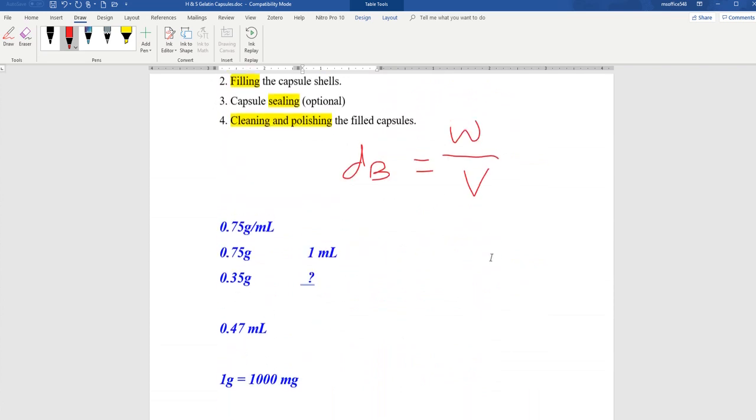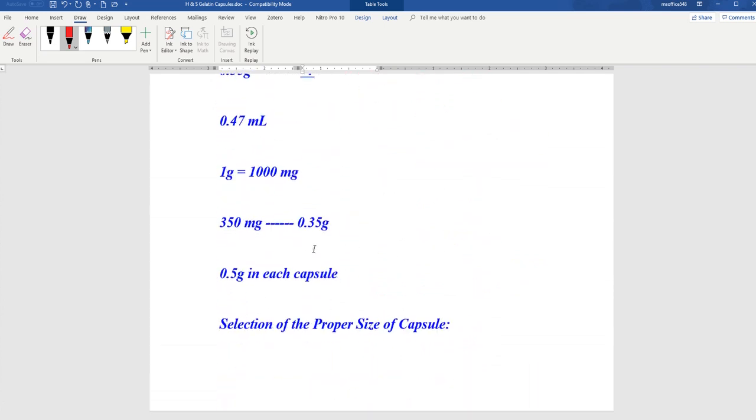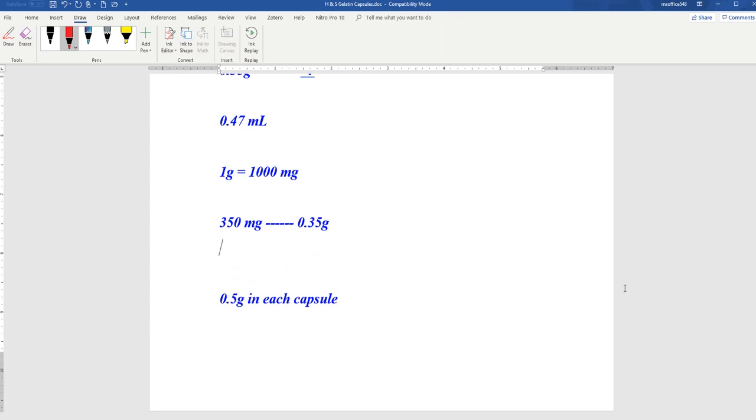Okay, the other way, if you just want to memorize, is to divide the weight of the formulation by the bulk density. This is directly. So we have 0.35, the weight of the formulation that I need to fill, divided by 0.75, and then you will get the answer, 0.47 ml directly. Okay, this is one way.